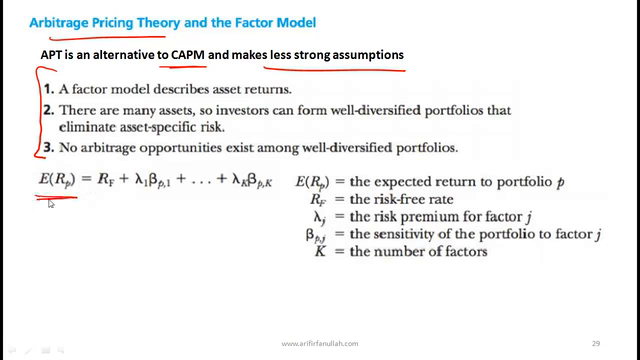The equation is familiar. So your expected return on a portfolio depends on the risk-free rate, and then it depends on these lambdas, which are the risk premium for factors, and then the betas, which are sensitivities. So the structure is similar to any factor model that you have seen before.